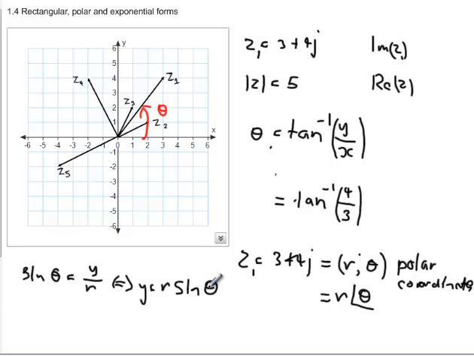Do you understand? Are you following what I'm saying? Then similarly, cosine, which is on the horizontal axis, is x over r. This tells you that x is equal to r cos theta. What is this thing saying?